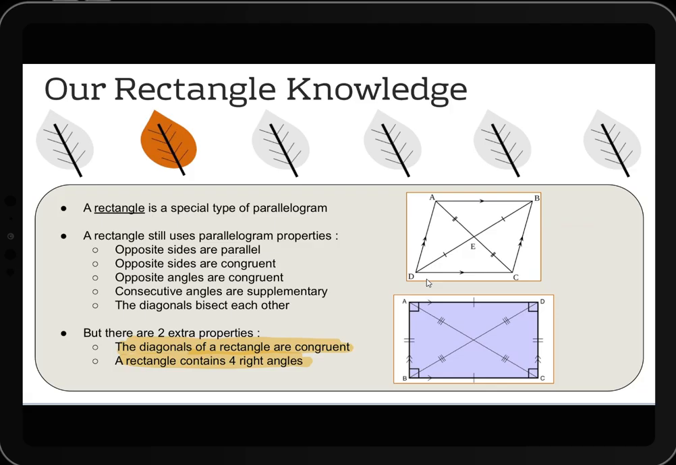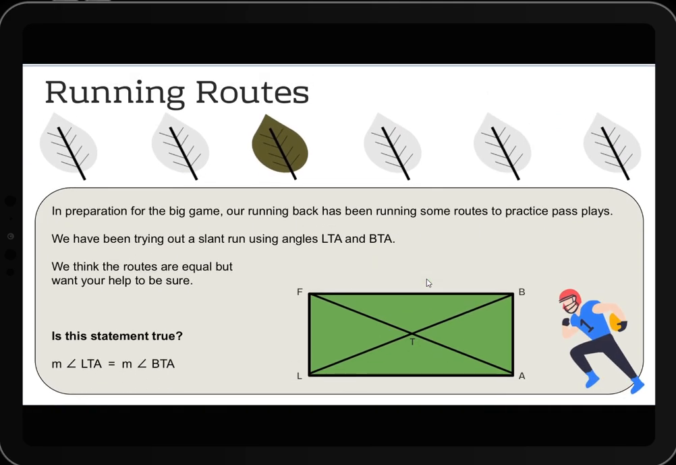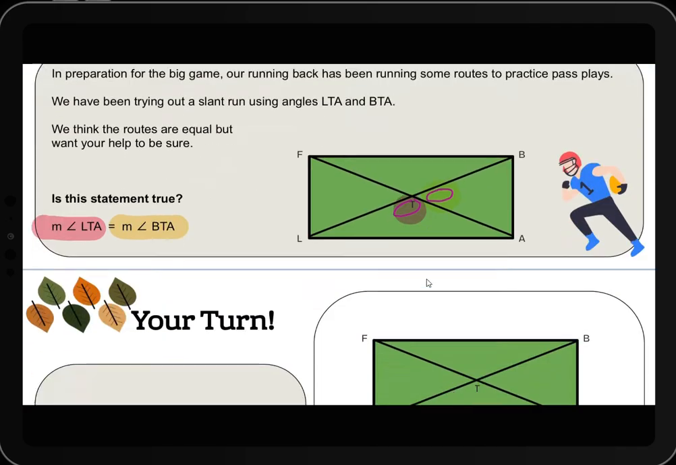We also don't want to neglect the fact that this is a parallelogram as well, so it possesses all of these properties that otherwise make it a parallelogram. So with that being said, with those 7 properties there, let's go ahead and examine a particular type of problem that is involved in this particular context. So we have the running routes that we have available here, and we have the two angles that they're asking us to examine, the measure of LTA and the measure of BTA, which is represented here and here. And the orange doesn't necessarily show up very well, so I'm just going to emphasize that it's right here and it's right there. So let's go ahead and take a look at that.